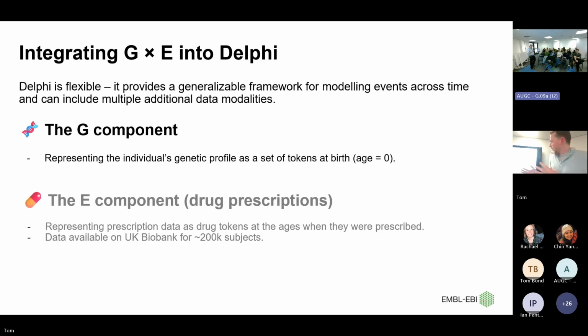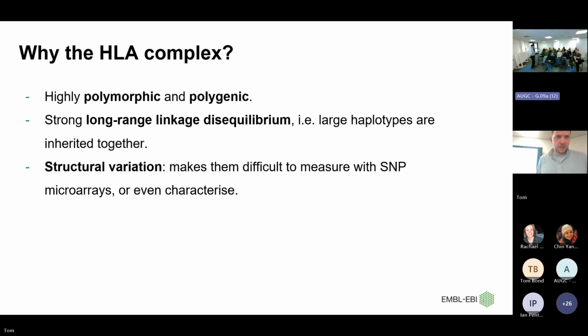So this is all about integrating G and E. If you consider drugs as an environment, which I think is a fair point, one way that we want to use these models once we've trained them is to look for these G to E interactions, or pharmacogenetic interactions. By definition, we need a G component and an E component. The G component is some representation of genetics, and the E component in this case is drugs, drug prescriptions.